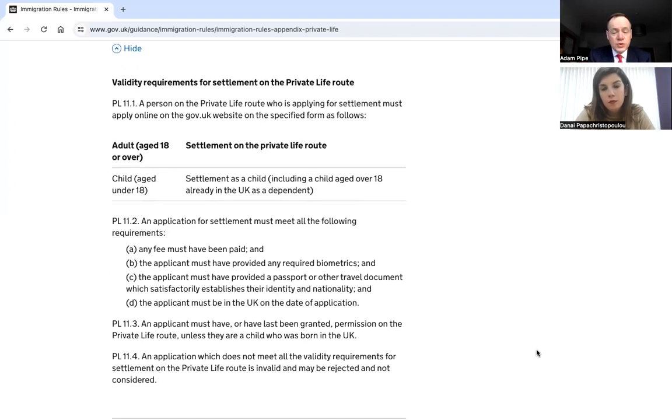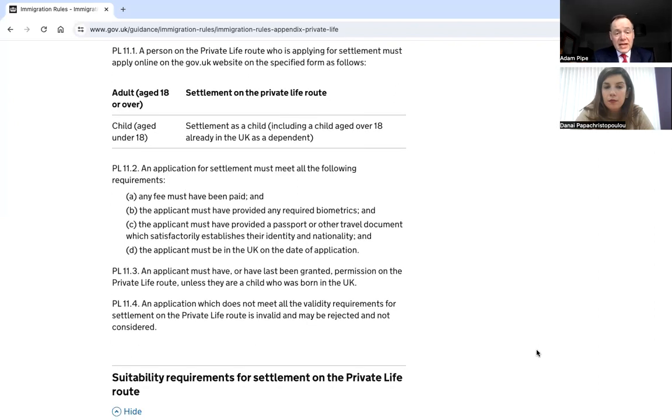PL 11.2 sets out that a fee must be paid, biometrics must be done, a passport or travel document must be provided, and the applicant must be in the UK. We're not going to dwell on those matters. Then 11.3 is important, and I'm sure Danai will come back to this in a minute. 11.3 says an applicant must have or have last been granted permission on the private life route unless they are a child who was born in the UK. And we'll come to the separate rules for children born in the UK, although we won't spend a lot of time in this video on those individuals.